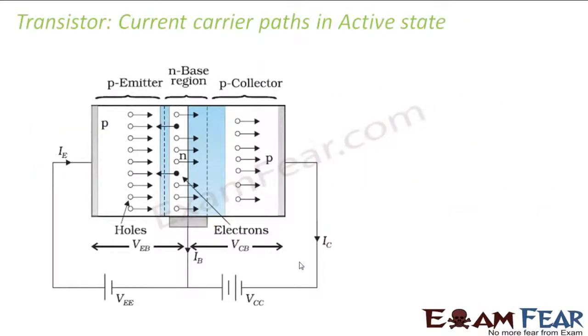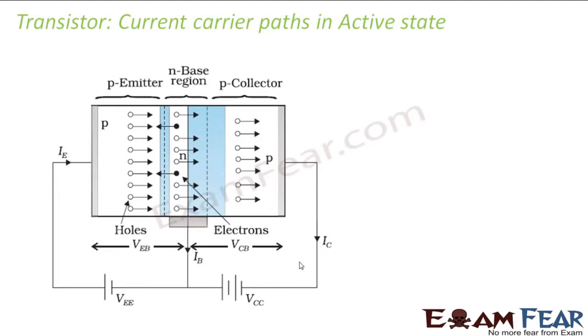So now let us discuss the active state of the transistor. In this slide, we will discuss the current carrier paths in the active state of the transistor. That means how does current flow in a transistor? Like in the case of diodes, we saw that when external voltage is applied, there was diffusion current which gave rise to the electric field, which caused drift current and all those things. Similarly, let us discuss the current carrier paths, that means how the electrons or holes move about in a transistor.